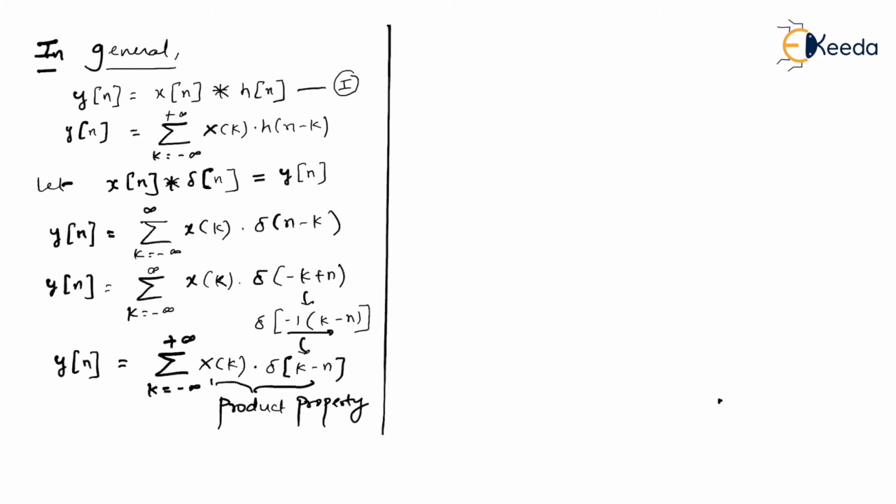So observe this del function. This del function is present at k equal to positive n. So I can use a product property and I can rewrite y of n equal to summation k equal to minus infinity to plus infinity, x of n dot del of k minus n. Is that right?